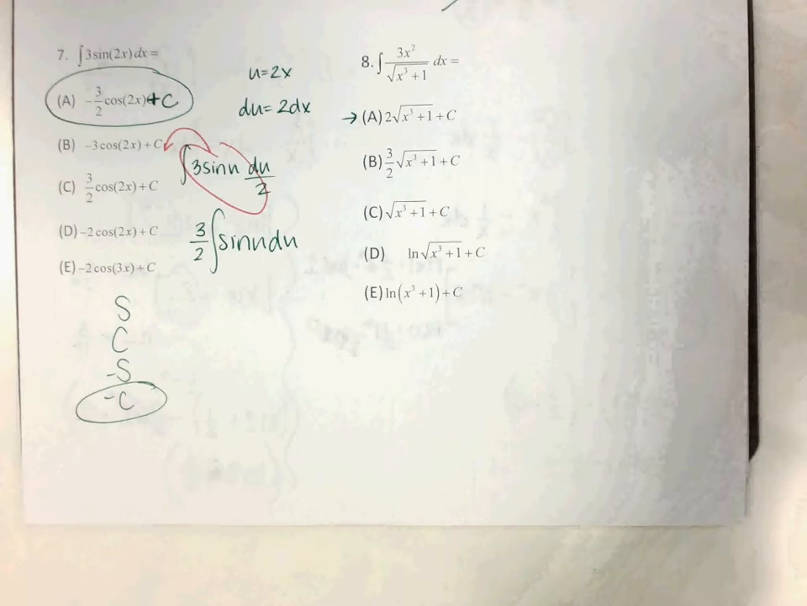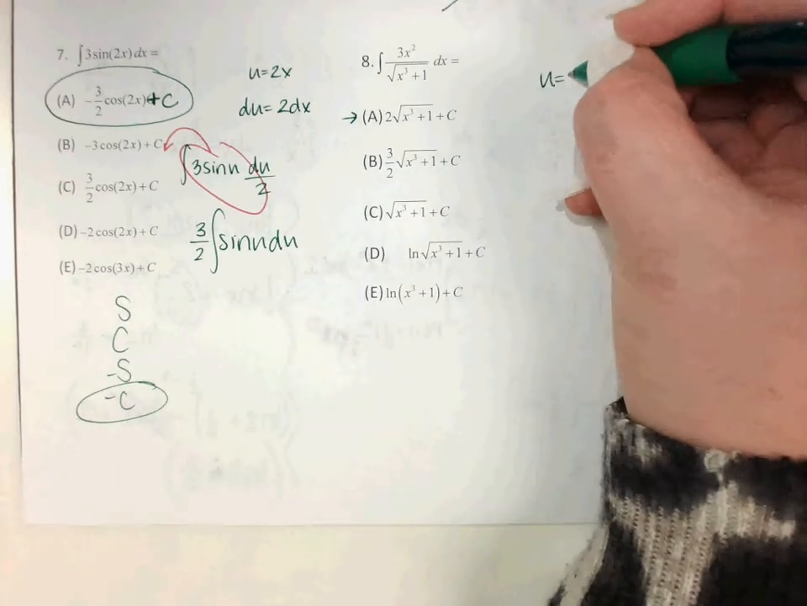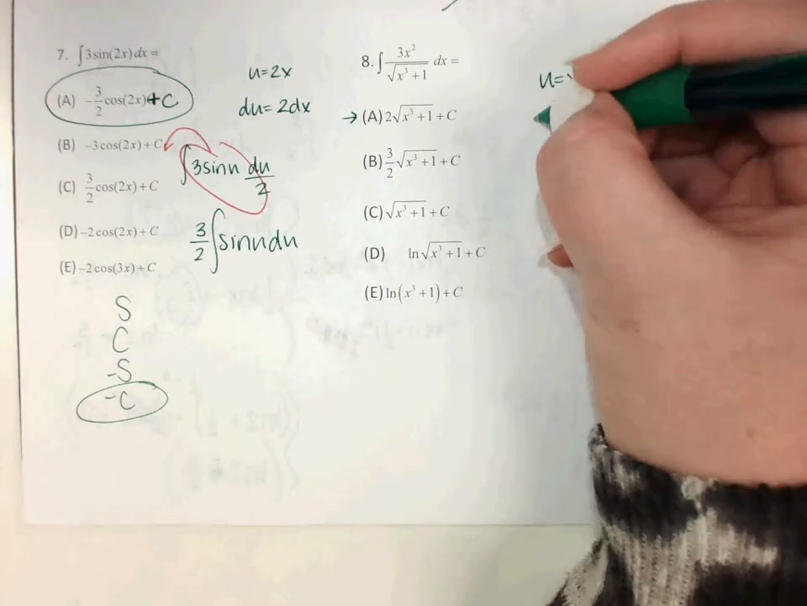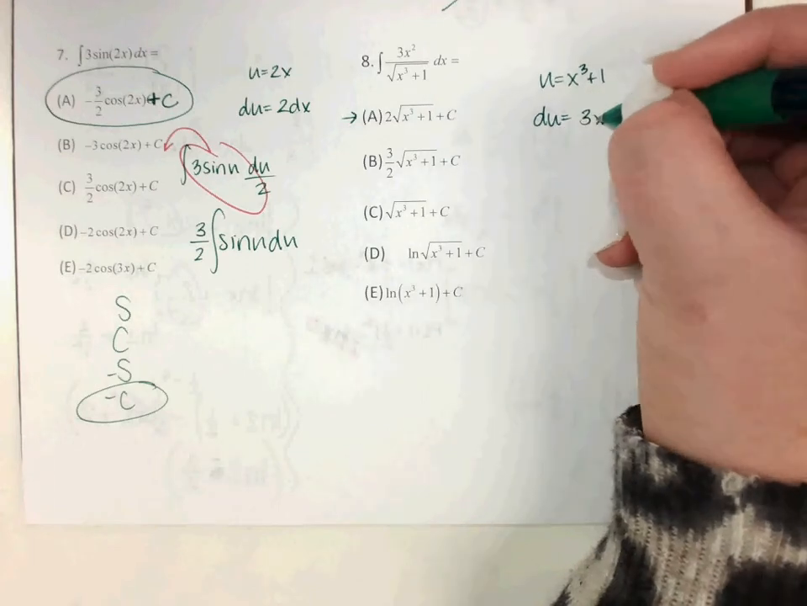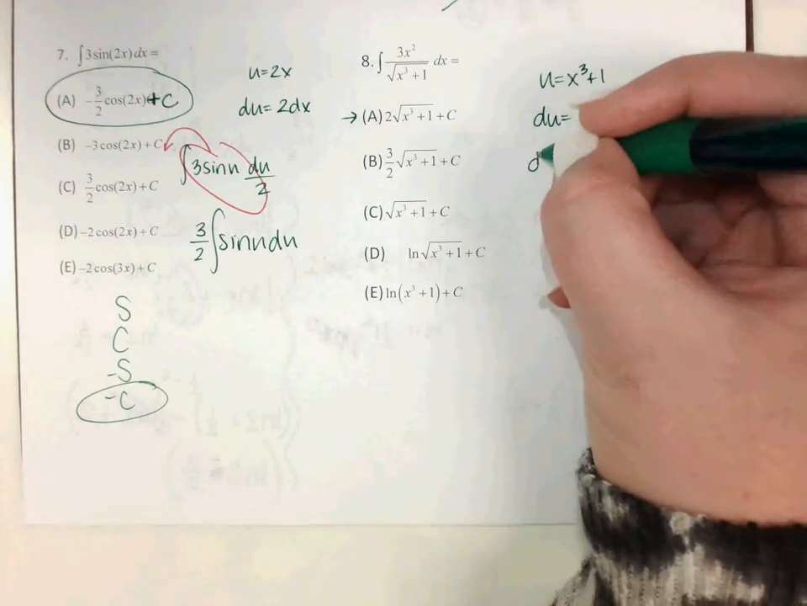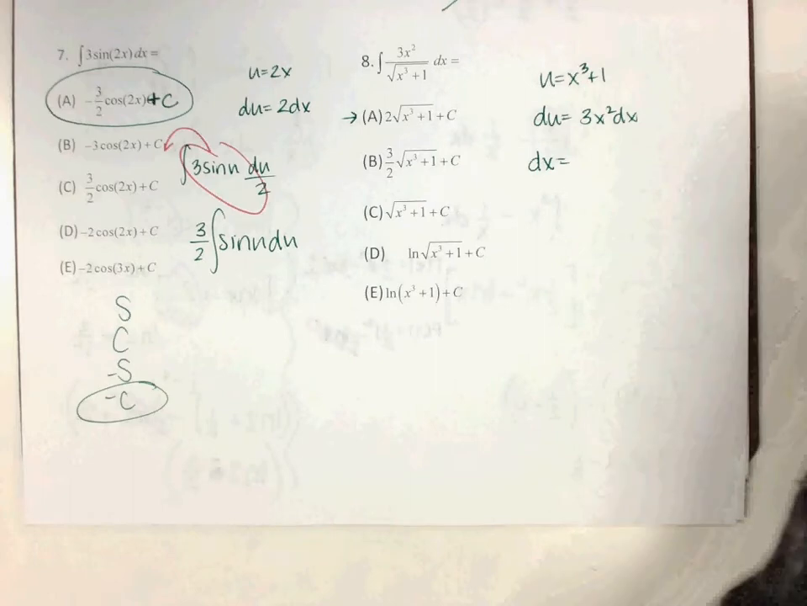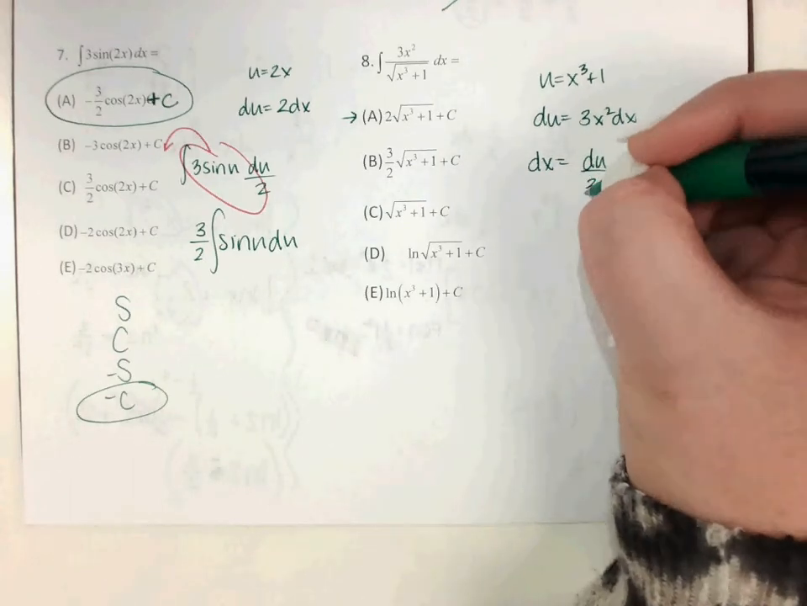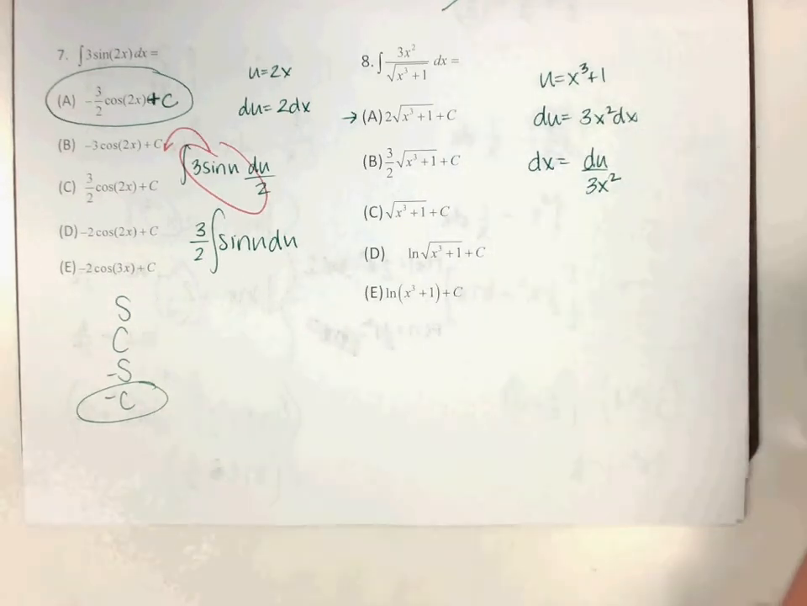So what's my u? X cubed plus 1. X cubed plus 1, which means du is 3x squared dx, right? Which means that dx is what? Du over 3x squared. This part is super repetitive, same pretty much every time.